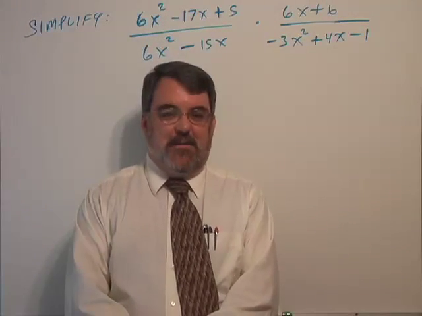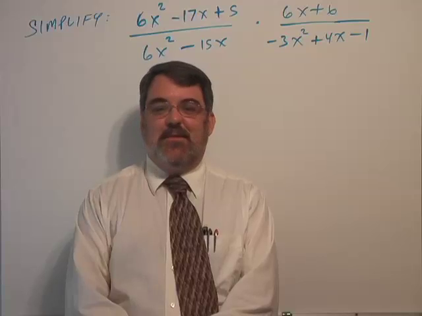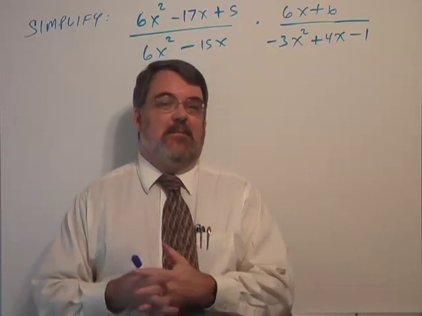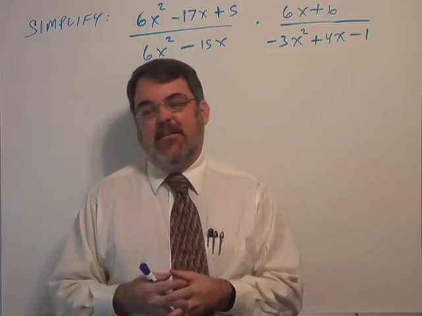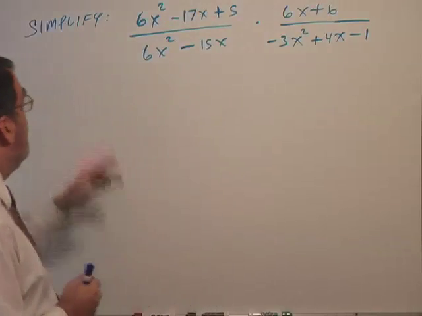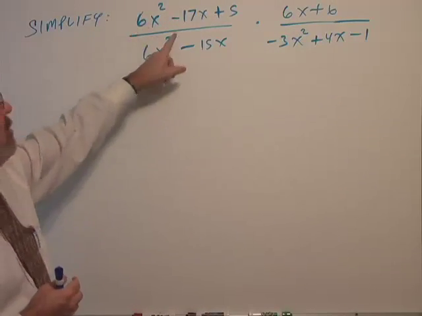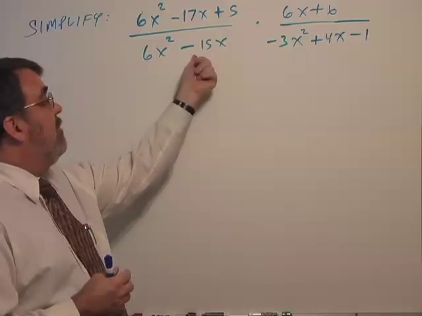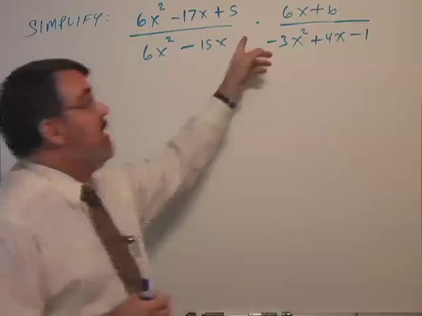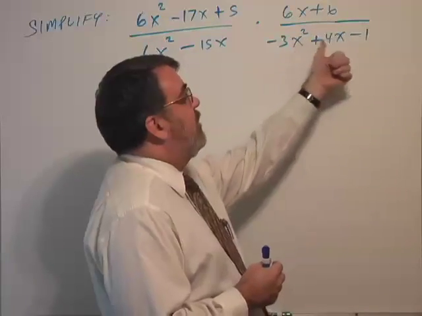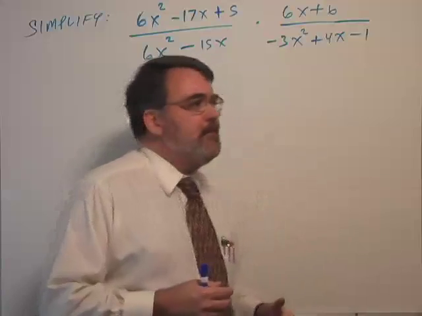I have cooked up a doozy here for this problem. It's got about everything we've done up to this point mixed in with it, plus some more challenging factoring. Let's read through it. Simplify (6x squared minus 17x plus 5) over (6x squared minus 15x) times (6x plus 6) over (negative 3x squared plus 4x minus 1).